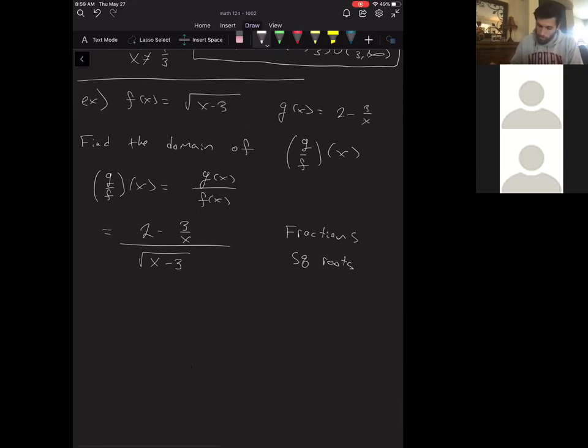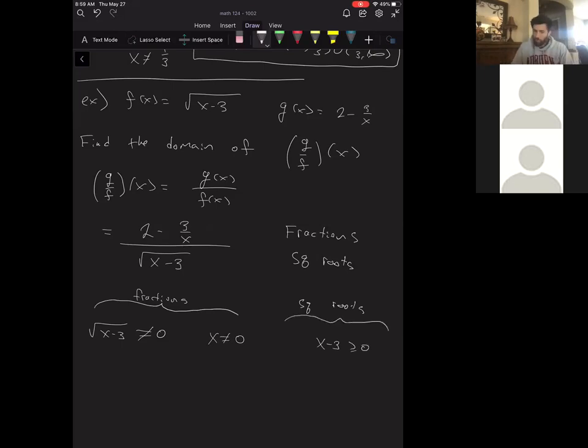Let's deal with the fractions first. You see we have a big fraction right here. Here's the bottom of the fraction. So square root of x minus 3 can't equal 0. The top has a fraction, 3 over x. The bottom of that fraction can't be 0. So x can't be 0. This part is just for fractions. We also have square roots. The inside of our square root is x minus 3, so we need that to be bigger than or equal to 0. So this is the domain for both of our things.